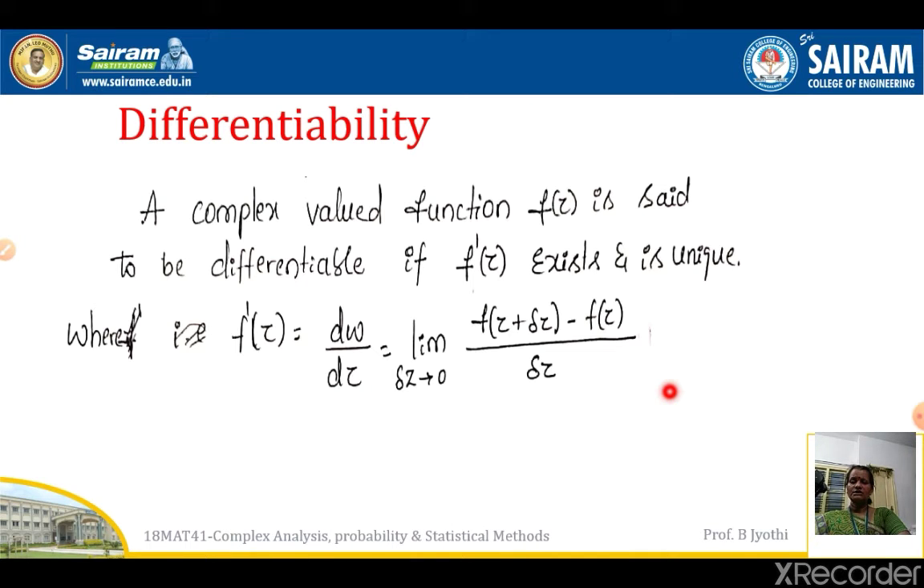Differentiability. A complex valued function f of z is said to be differentiable if f dash of z exists and is unique, where f dash of z is dw by dz, that is equal to limit delta z tends to 0 of f of z plus delta z minus f of z divided by delta z.